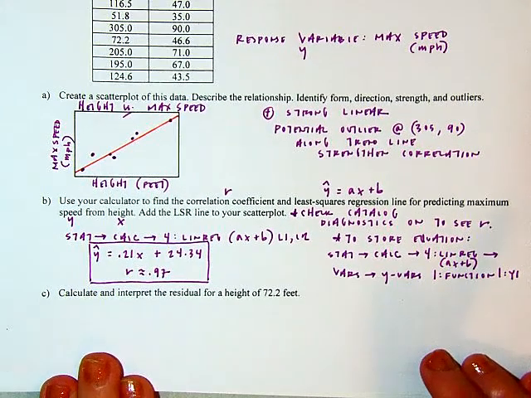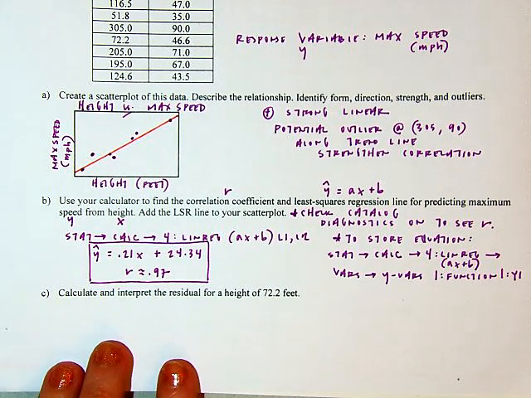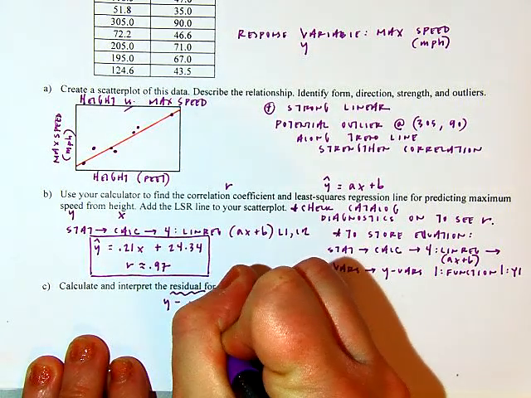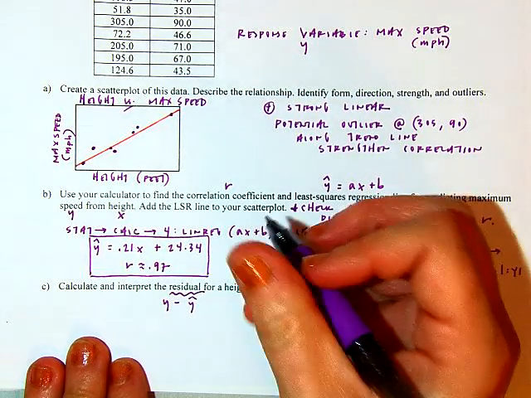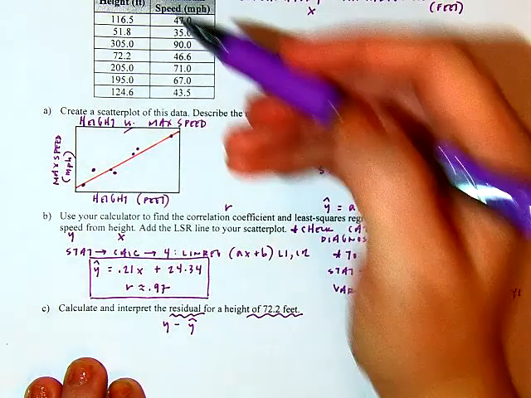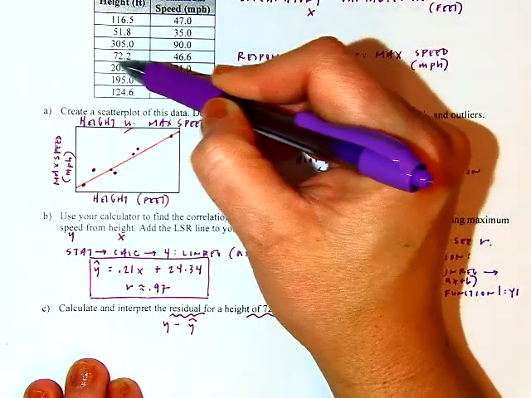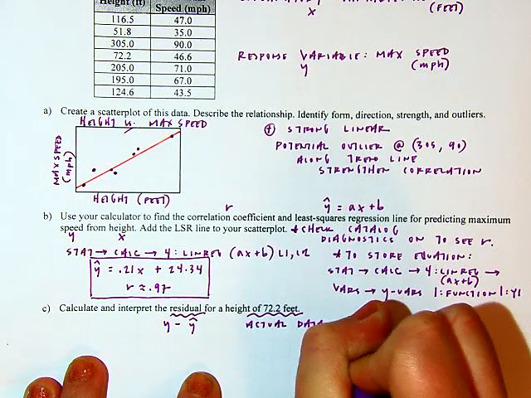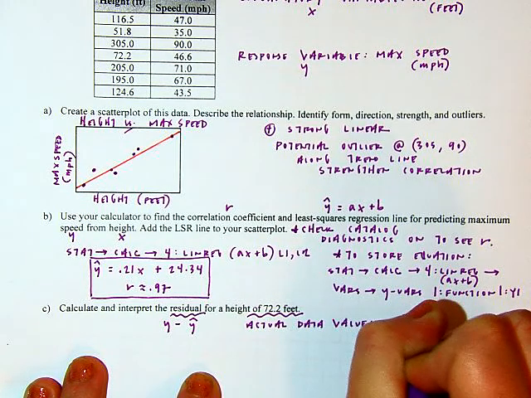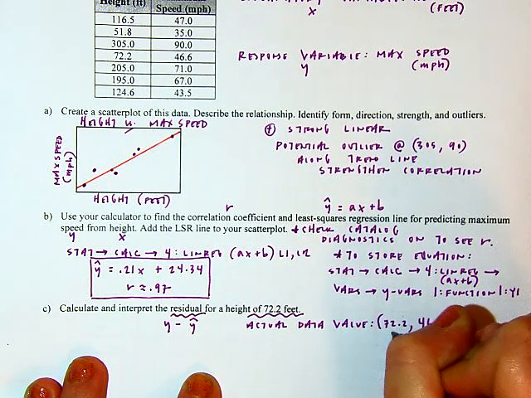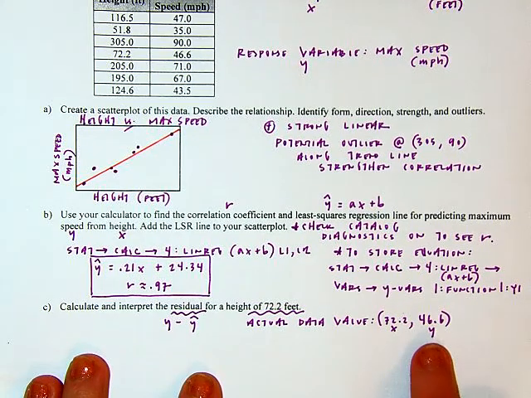And then I'm asked to do one more thing. Calculate and interpret the residual for a height of 72.2 feet. Okay, so I'm going after the residual. Remember, that is y minus y hat. So I'm looking at height of 72.2 feet. So if I go back to my raw data over here, I can see that this must be the actual data value. So 72.2 paired with 46.6. So this was the X, this is the Y. This is the actual Y value.